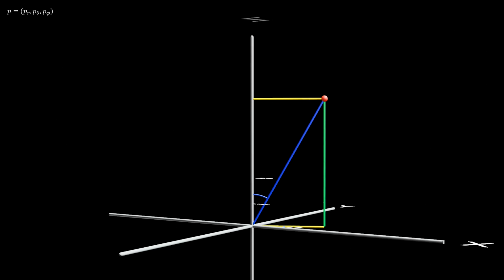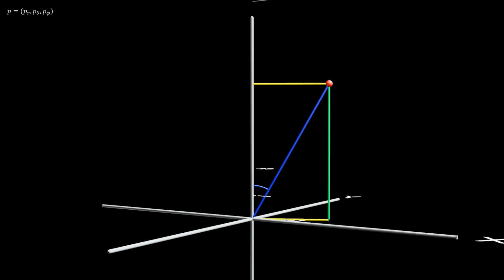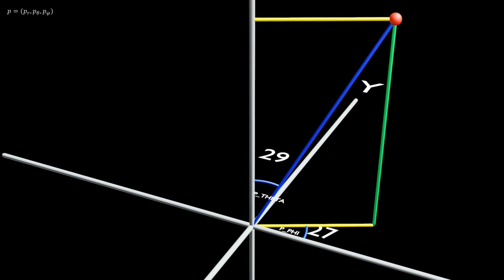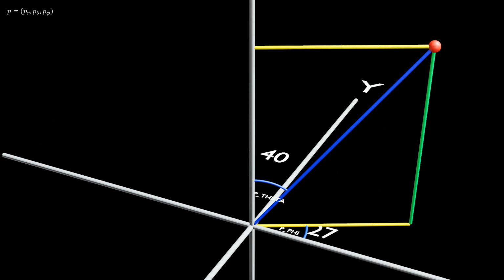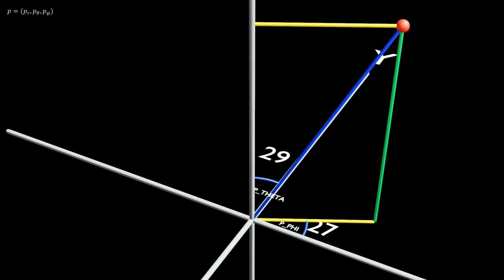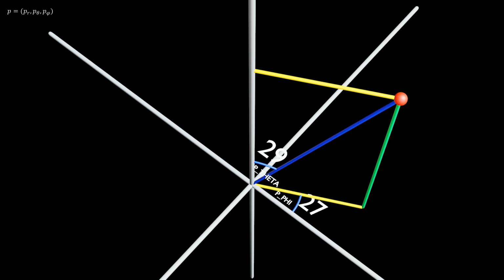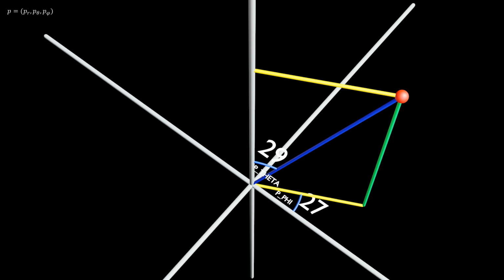R is the distance between the point and the origin. Theta is the angle between the z-axis and r. And phi is the angle between the x-axis and the point on the xy plane.